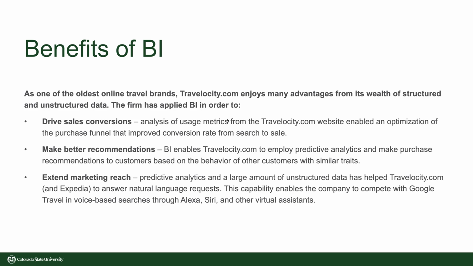And then lastly, BI enabled Expedia to extend its marketing reach, right? So to use predictive analytics and a large amount of unstructured data to answer natural language requests. Those kinds of requests come in through Google Assistant, Apple Assistant, Alexa, and the idea then is that someone doesn't have to perform a Google search through google.com or go to the Travelocity website in order to get results from Travelocity or Expedia. So if you ask Siri for travel recommendations, right now you will see results that come from Expedia.